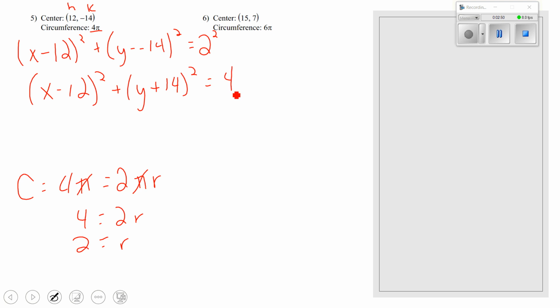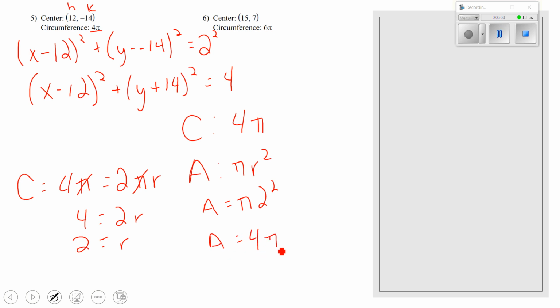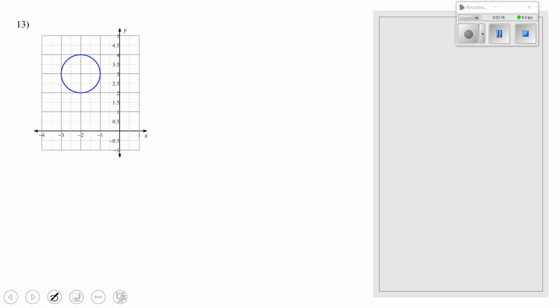Now again, it asks you to solve for the circumference and area. Your circumference was given as 4 pi, and your area is pi r squared. We said that the radius was 2, so pi times 2 squared, or 4 pi. So if you notice, this one's kind of cool because the circumference and the area have the same numerical value. That's pretty neat.